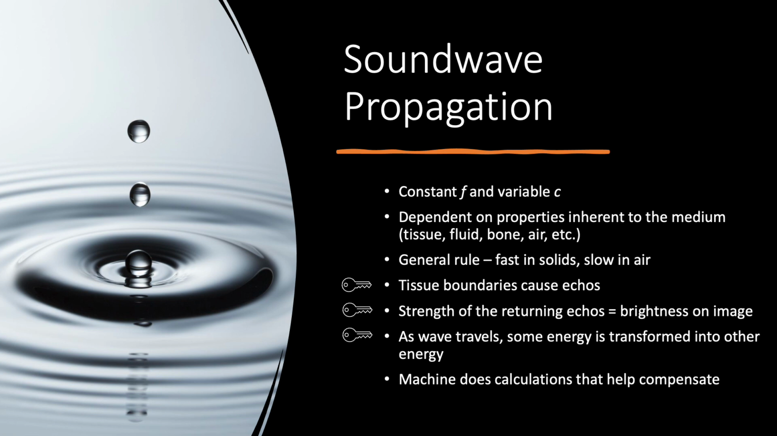And then lastly, it's important to remember that as the wave travels, some energy is transformed into other forms of energy. The machine does some calculations that helps compensate for that, but we'll spend an entire time in our next lecture talking about artifact and how artifact is generated, understanding these principles that energy is sometimes reflected or absorbed or scattered, and that affects the quality of echo that we get back.